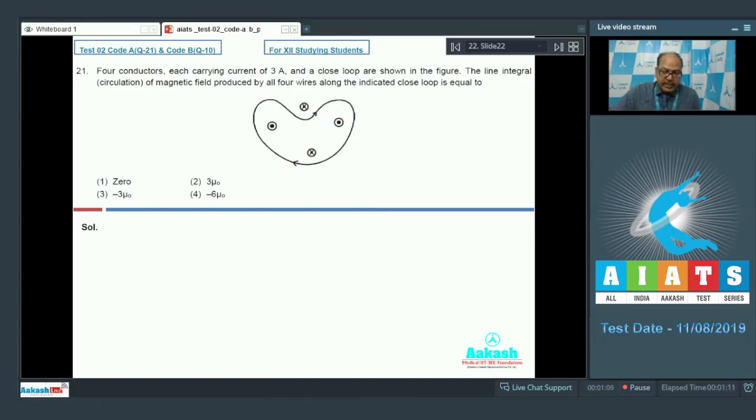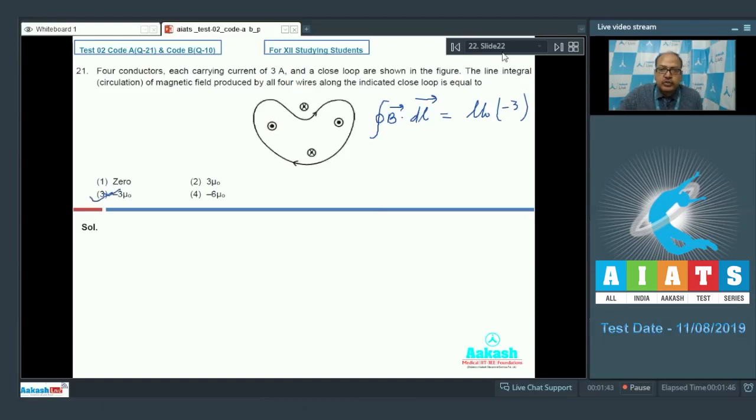So if we apply Ampere's circuital law, it says circulation of magnetic field B around a closed loop is mu naught times current enclosed. In this case, current enclosed will be effectively minus 3 ampere. So our answer is option 3, because the circulation of field is minus mu naught 3. So option 3 is correct.